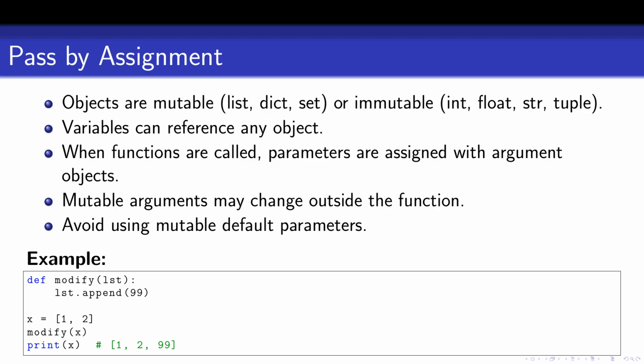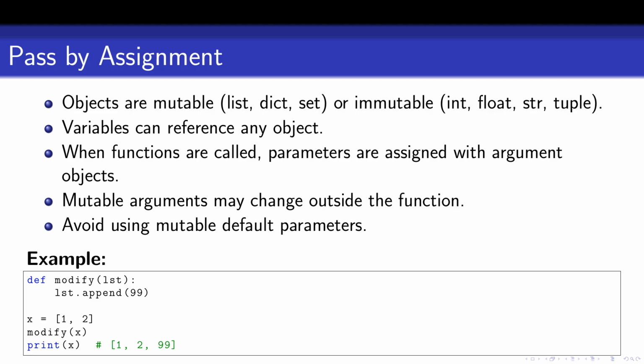Python handles function arguments using a model called pass by assignment. This means that when you pass an object into a function, the function parameter is assigned a reference to the same object, not a copy of it. If the object is mutable, like a list, any changes made to it inside the function will affect the original object outside the function. On the other hand, immutable types like integers, floats, strings, and tuples cannot be modified in place, so any changes result in a new object.